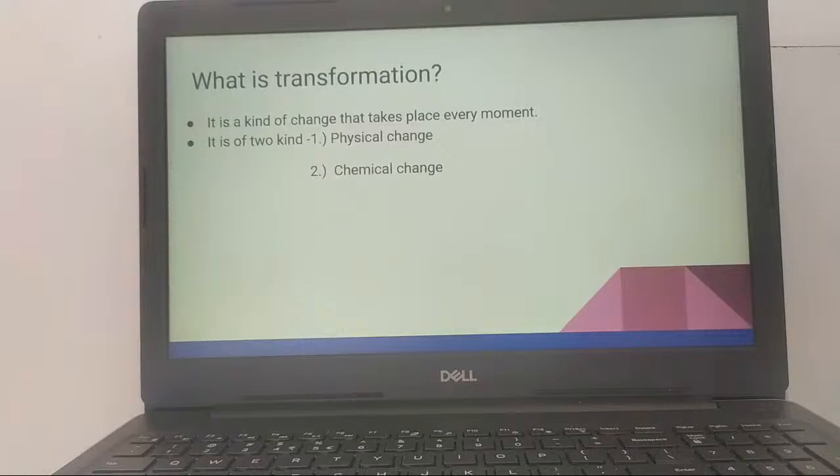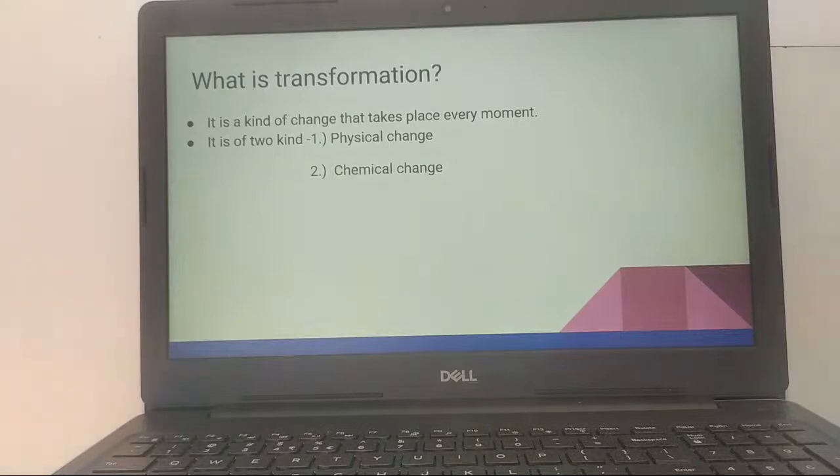For example, let me take you to your kitchen. If you open your fridge and take out the ice cubes from it and keep them for some time outside the refrigerator, you will find that the ice will start melting. It will change from solid state to liquid state. That is transformation. You will find there is change taking place only in the state of the substance. The substance is changing from solid state to liquid state.